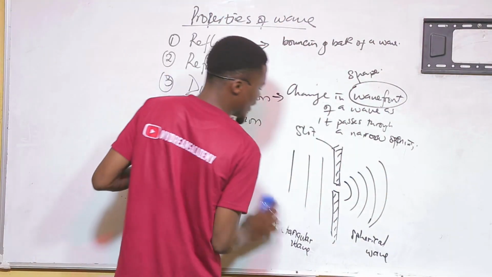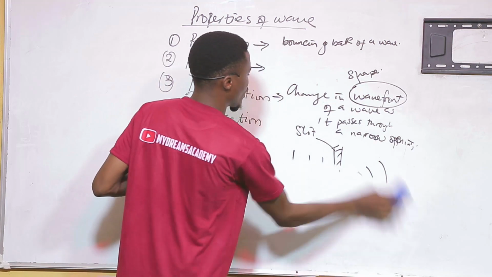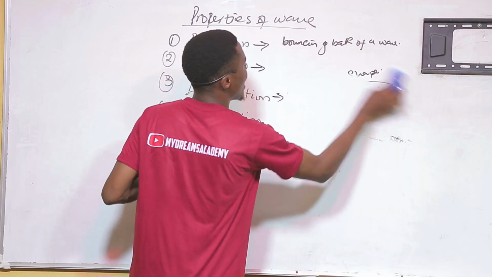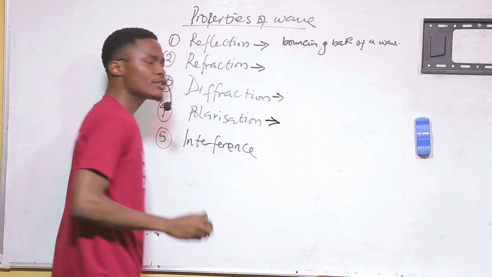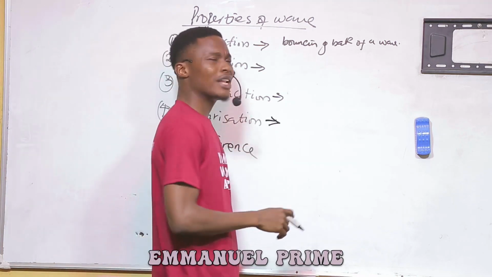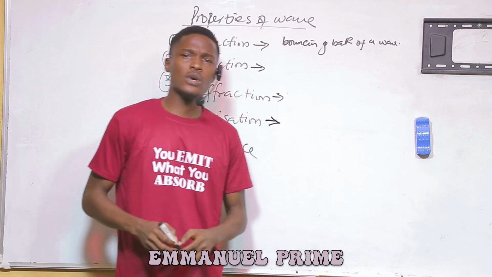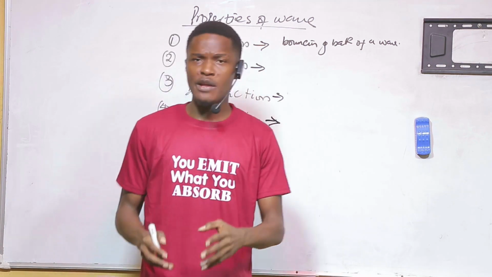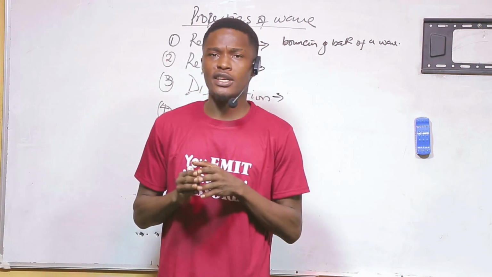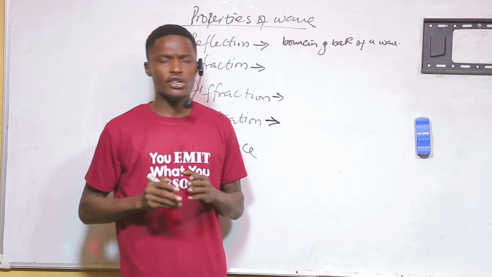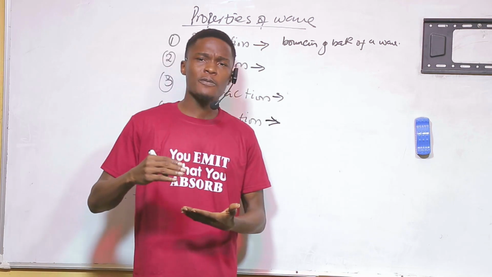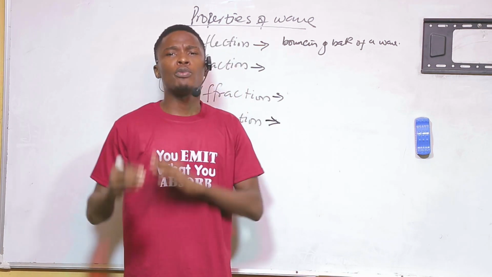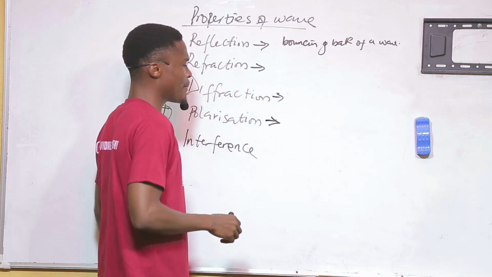So another property of wave we are going to talk about is the next one here, which is polarization. So let's talk about polarization. When we say polarization, in simple terms, we can say that polarization simply means making a wave to vibrate in a single plane or direction. So whenever we are trying to make a wave to vibrate in a single direction or plane, it is called polarization. Now let me give you an example.